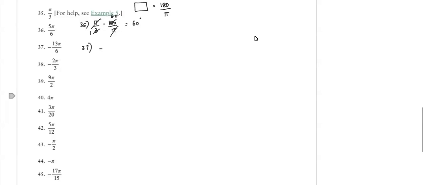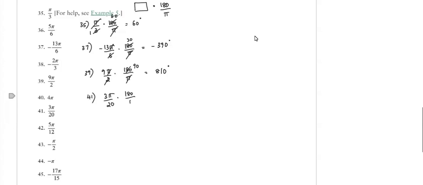Then I have negative 13 pi over 6. I do the same thing. Multiply 180 over pi. Pi and pi gets cancelled. This goes 30 times. 30 times 13 is negative 390 degrees. 39, 9 pi over 2, multiply by 180 over pi. Pi and pi goes away. Then 2 goes into 180 90 times. So this will be 810 degrees. 41, I have 3 pi over 20, multiply 180 over pi, goes 9 times. So this is 27 degrees.